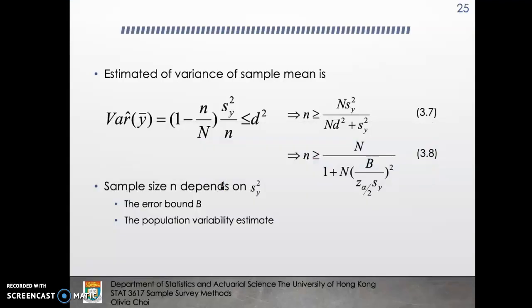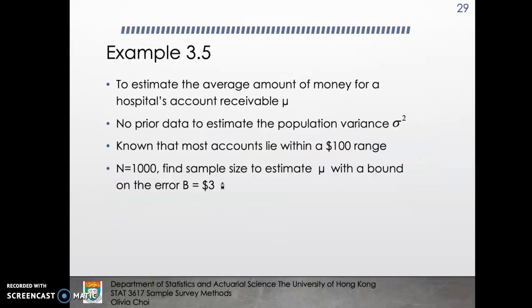All right, so we can look at example 3.5, to estimate the average amount of money for a hospital account receivable, mu. We don't have any prior data to estimate the population variance, sigma squared. But we know that most of the accounts lie within a $100 range. That's very important. Let's say the staff tells us that most of the accounts lie within that range, and the total population size is 1,000. And we want to estimate mu within a bound on error, so the tolerance level, the bound of error, is $3.